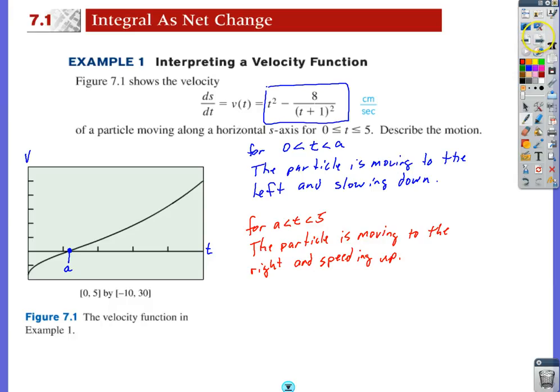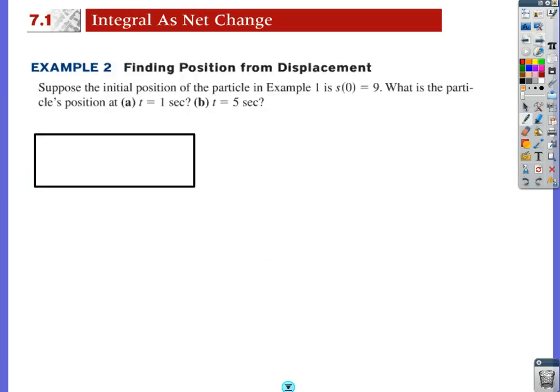This next one, let's see what's next. Suppose the initial position of the particle in example 1 is s of 0 equals 9. What is the particle's position? All right, so we need some help here. They want actual position, so we have to go to physics for a second. Part of our physics says that in order to know where I end up, my final position, I need to know two things. I need to know where I started. That's my initial position.